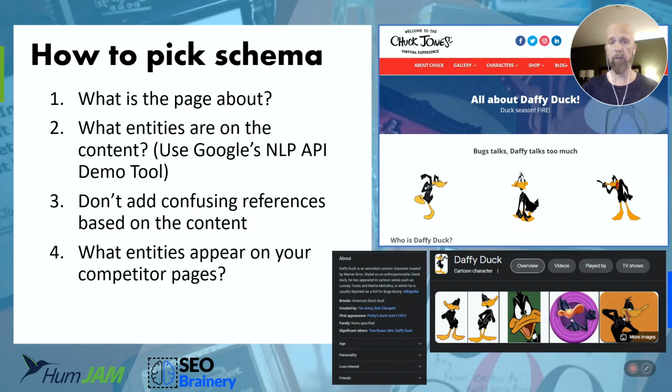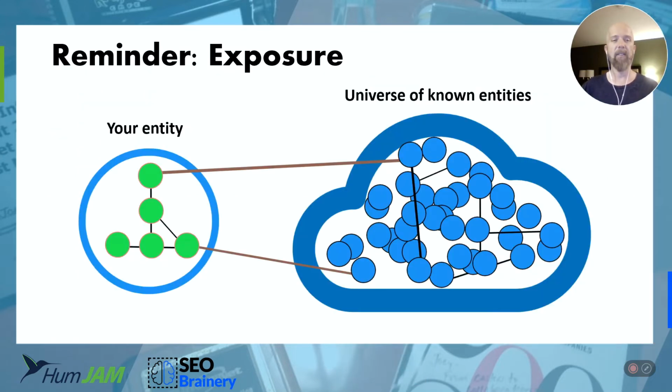We can use the Google NLP tool, and again, we're going to look at that to see what could be on the page. And don't confuse references, meaning don't connect things that shouldn't be connected. And what entities also appear? I'm going to go over to different Daffy Duck pages out on the internet and see what other entities I may be missing. Maybe Daffy's with Porky Pig and I don't have that connection on there. So we want to make sure.